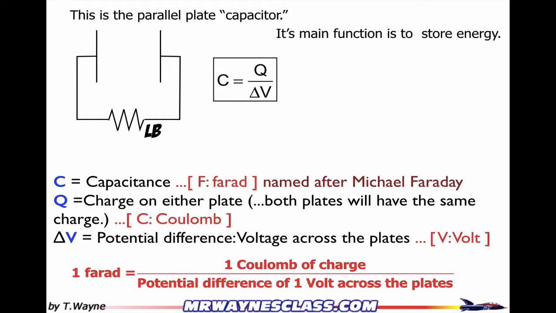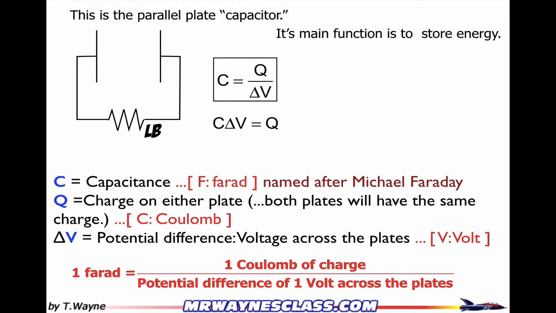Now, a farad is defined as a coulomb of charge divided by a potential difference of 1 volt across the plates. If I were to make up a farad using electrons, it would take more electrons than are in Avogadro's number. That's 6.25 times 10 to the 18th electrons. It's a lot of electrons, just an amazing amount.